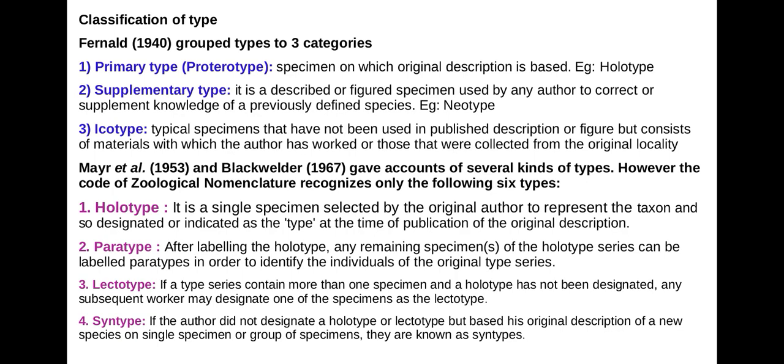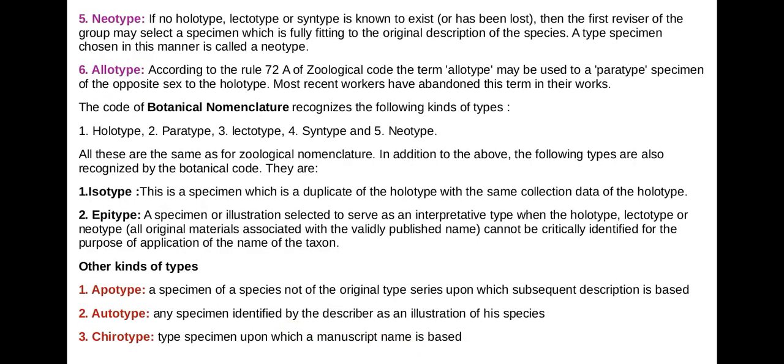Then lectotype. If a type species contains more than one specimen and a holotype has not been designated, any subsequent worker may designate one of the specimens as a lectotype. Then syntype. If the author did not designate a holotype or lectotype, but based his original description of a new species on a single specimen or group of specimens, they are known as syntypes.